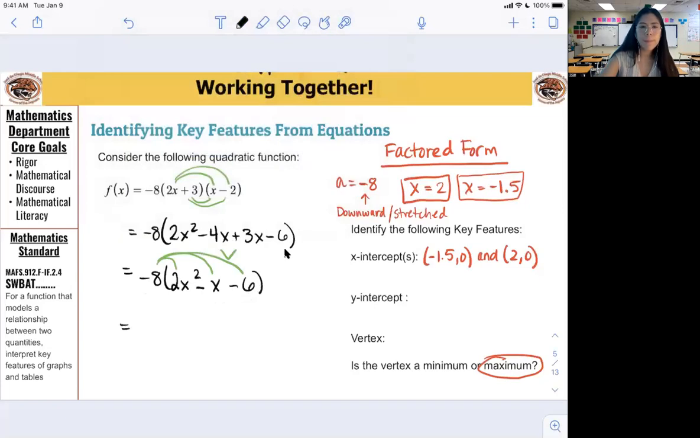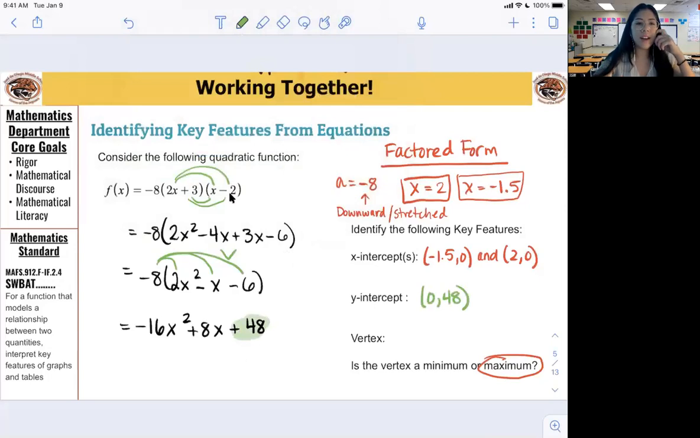What do I end up with? What is with negative 16x squared? They love that number. Okay. Plus positive 8x, and what's 8 times 6? 48. Good. So there we got our y-intercept, 48. Zero comma 48. All right, questions on how to turn this into standard form, or questions on anything on this page so far?